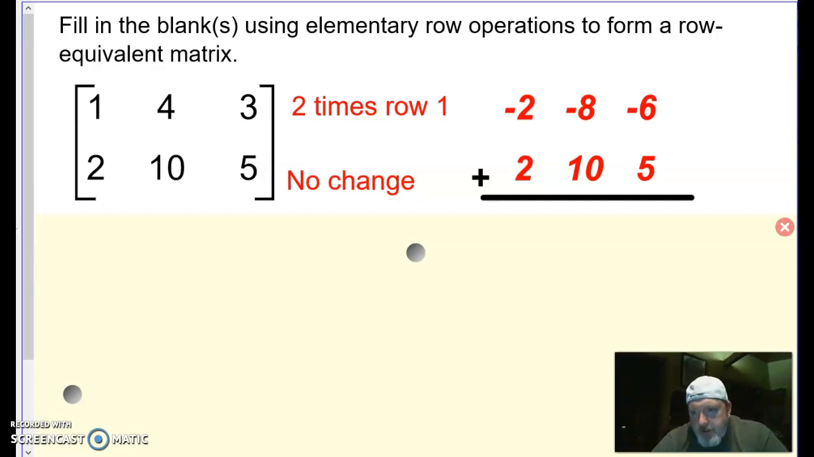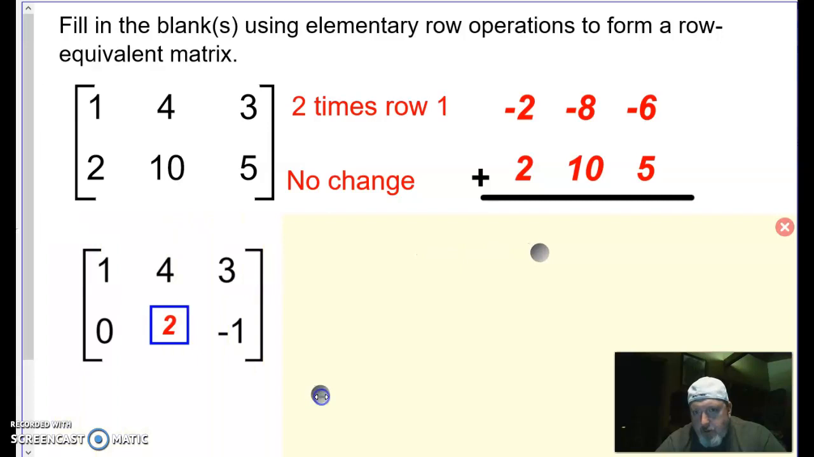So in this particular problem, we're going to show you what we did here. It's going to say fill in the blanks using elementary row operations. And what would happen on a typical homework problem is you would see the first matrix here and then the second one. The difference is you wouldn't have this number here. So that 2 would not be there, just be a blank. So the key is, how do we get this row from 2, 10, and 5, to 0, whatever this number is, and -1?